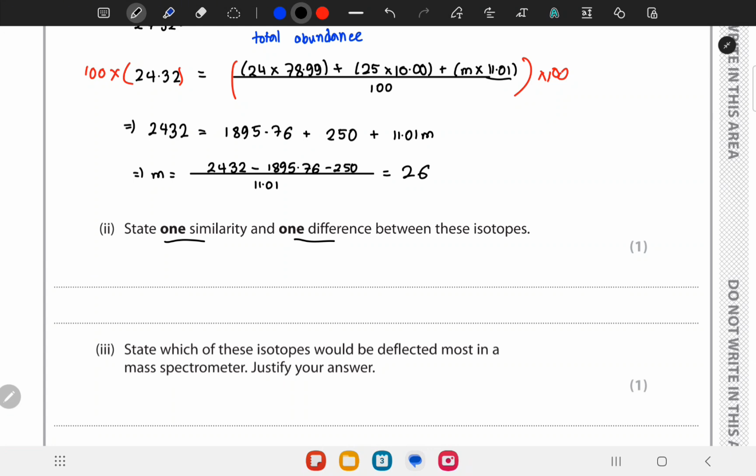Now we have to state one similarity and one difference. The similarity is the number of protons and the difference is the number of neutrons. So they have the same number of protons. So basically the similarity and difference between any kind of isotopes.